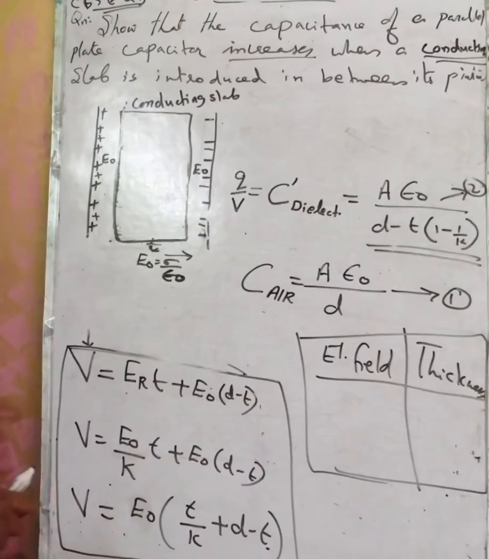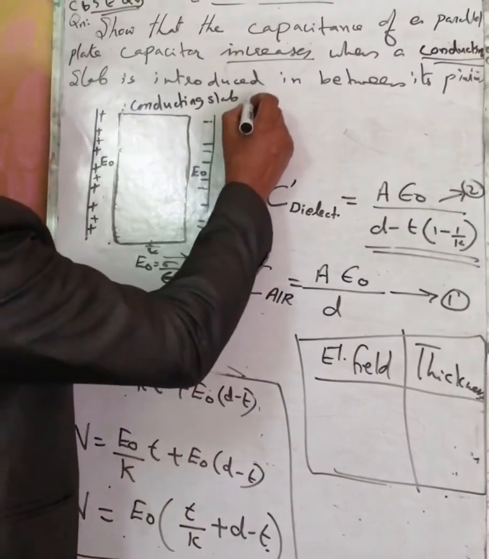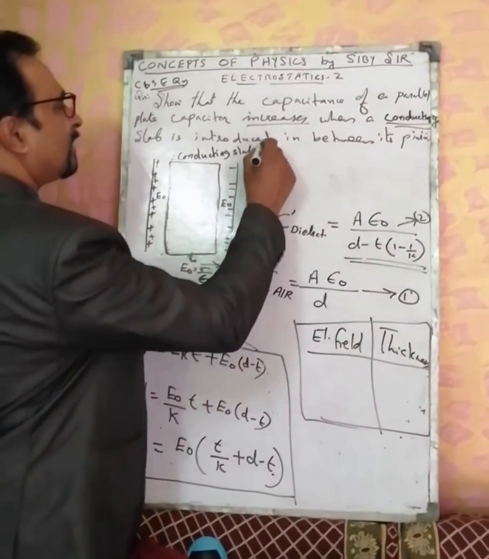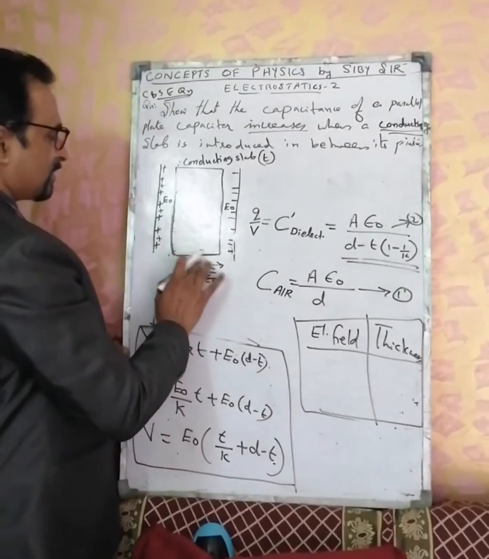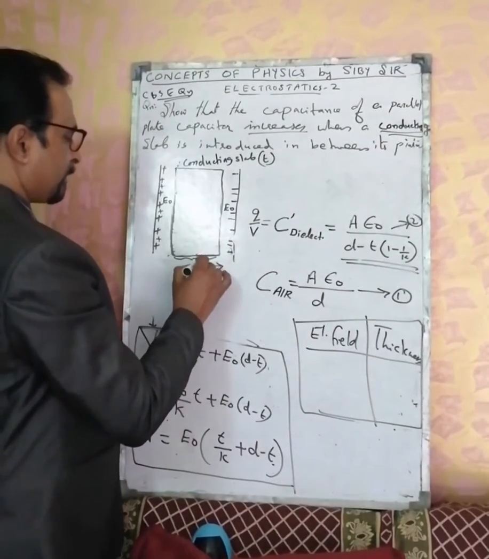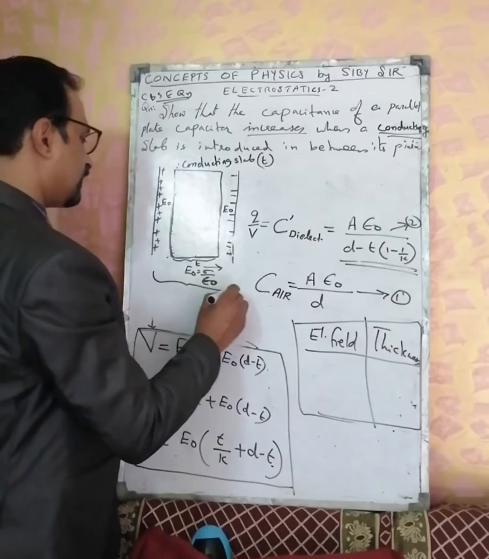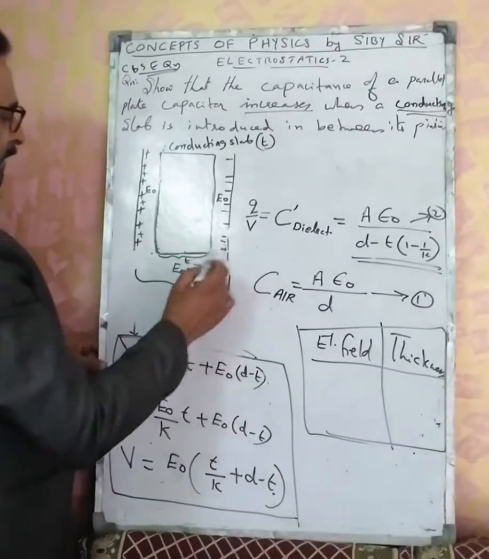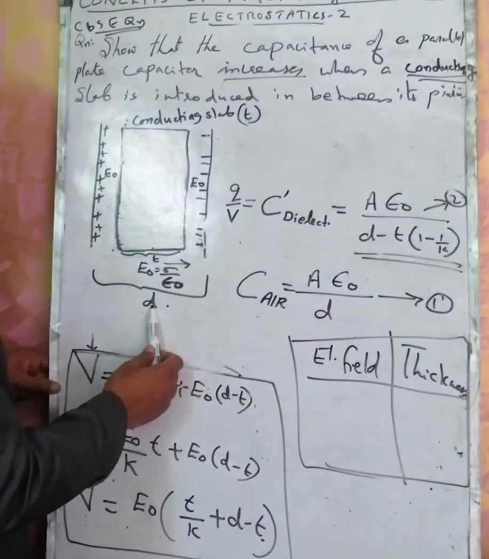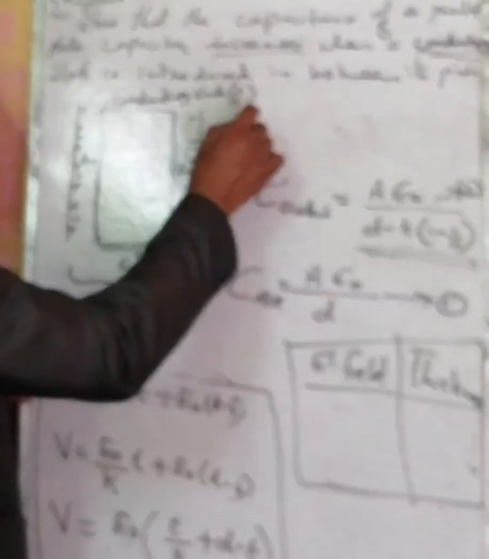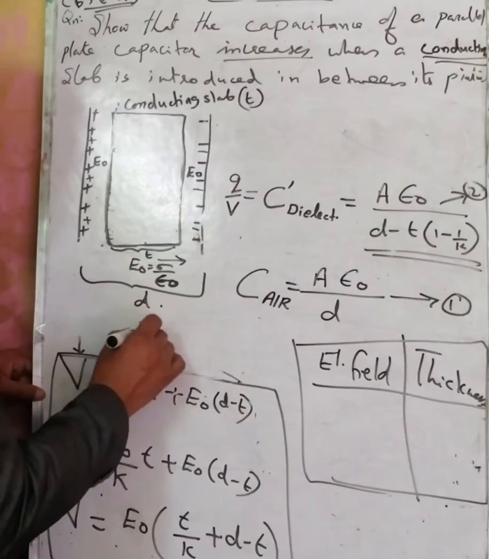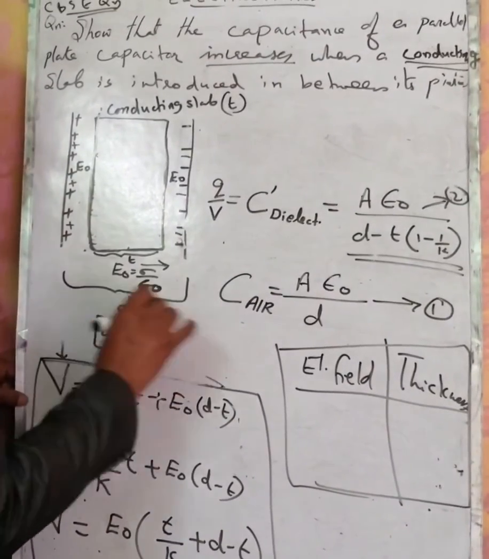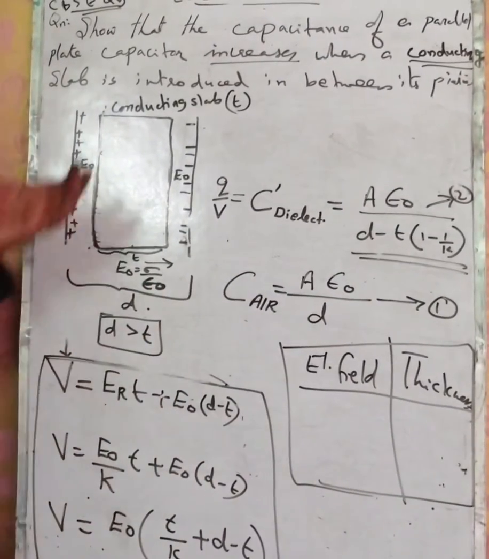So today we are going to study what happens if a conducting slab of thickness t is introduced in between the plates of a capacitor with d as the separation between the plates. Positive plate, negative plate, the separation between the plates is d. You are introducing a conducting slab of thickness t, where t is smaller than d. Then only you can introduce it. t must be small; then only it will fit in between the plates.